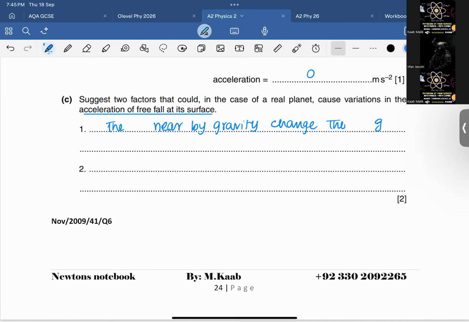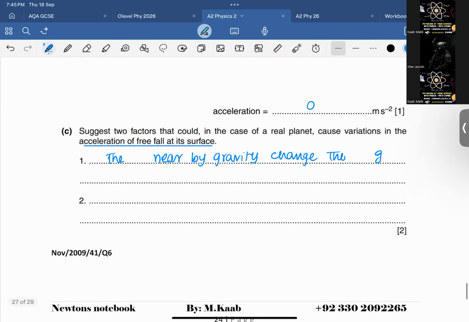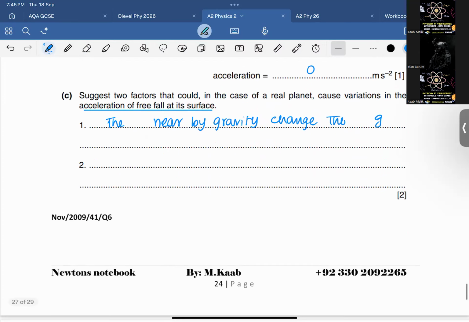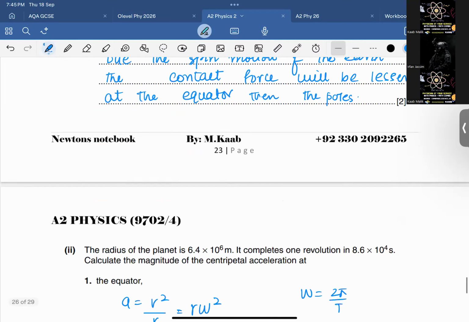you can say that the density is not uniform throughout the planet. So where the density is greater, the effect of the gravitational field will be larger, and where the density is smaller, like in the sea, the effect of the gravitational field will be smaller. So the density is not uniform. Yep, that's it.